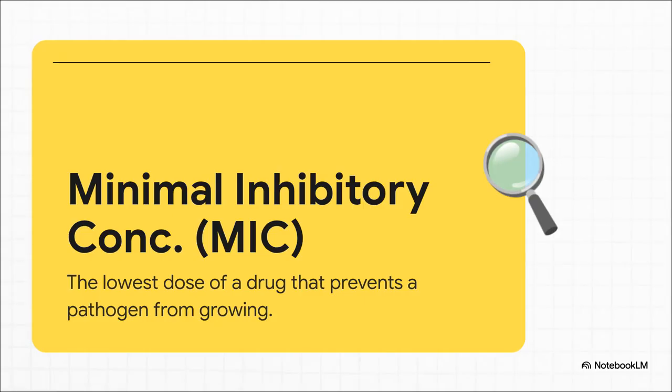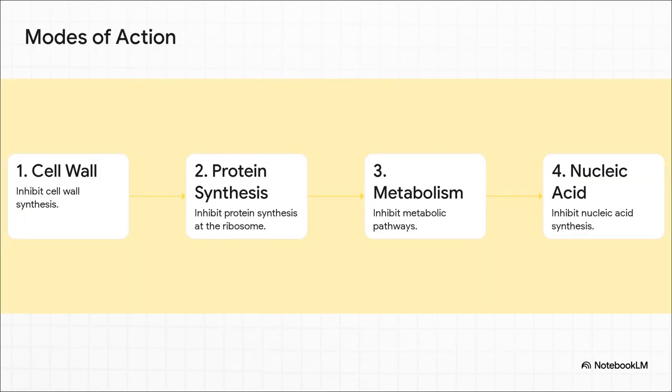And that sweet spot we were just looking for? It has a name. The minimal inhibitory concentration, or MIC for short. This is the magic number, the critical piece of data that tells doctors and scientists exactly how powerful a drug needs to be to shut down an infection. It's absolutely fundamental.